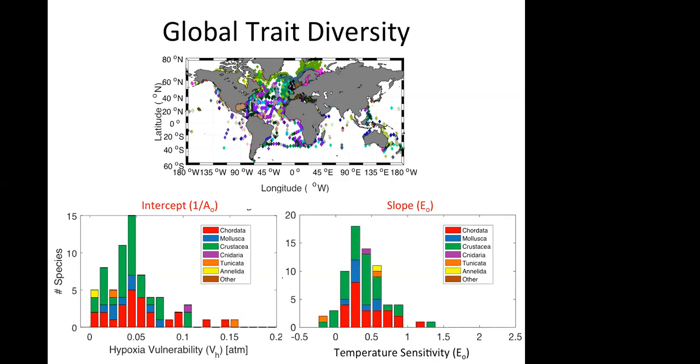Unfortunately, there's a relatively modest number. I think six of these species are from the California Current, but we can use the global frequency distributions of these traits to explore scenarios for the California Current.